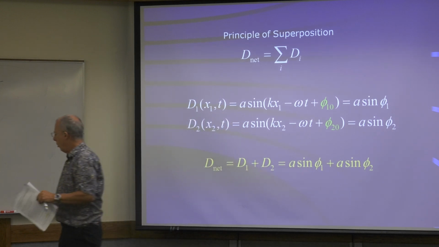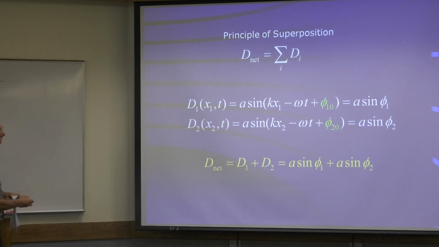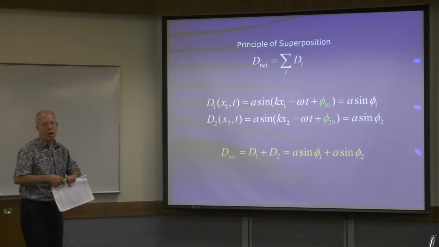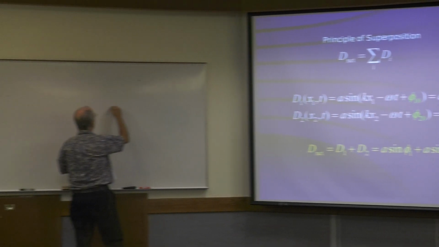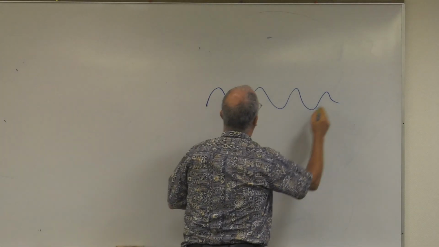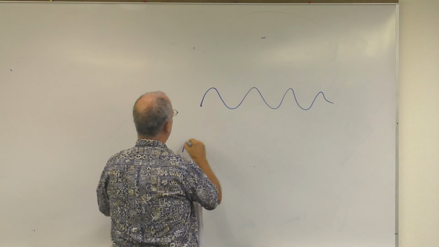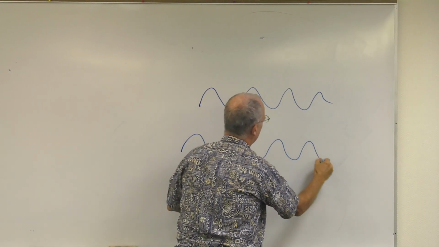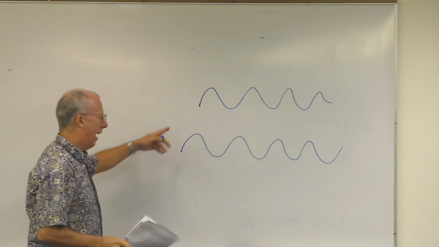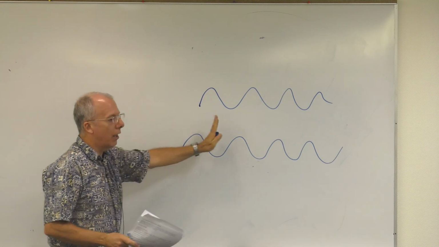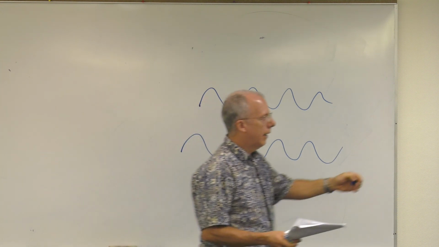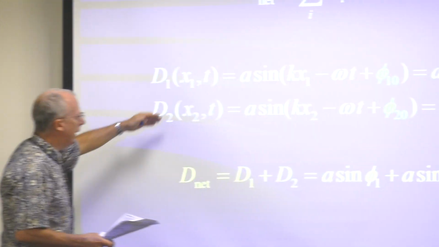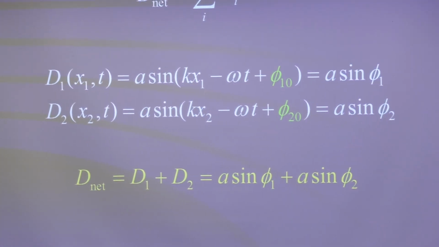Now, what am I talking about, different phase constants? It just means they have different starting times. So let's say that this one is like that, and then this one started later, so maybe it's like that. So it's supposed to be identical, but they have different starting times. Same everything except for different starting times, different phase constants.